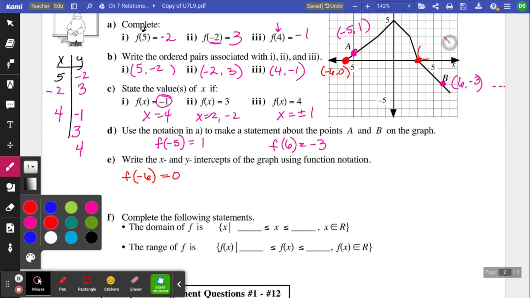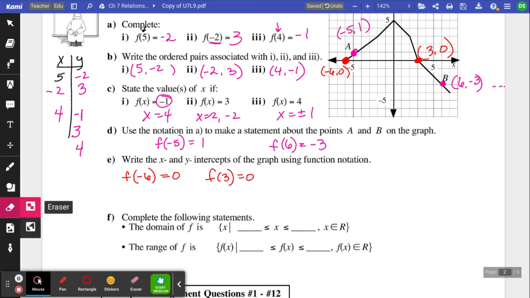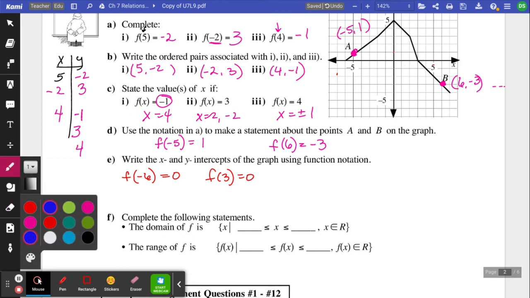And the other one, what are the coordinates of this one over here on the right? 3, 0. So how do I write that? f of 3 equals 0. Okay, those are the x-intercepts. Let's go find the y-intercept. What's the y-intercept? Come on, quick. Okay. How do I write that? f of 0 equals 5.